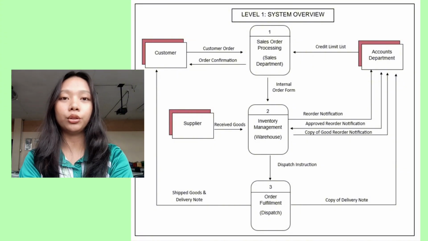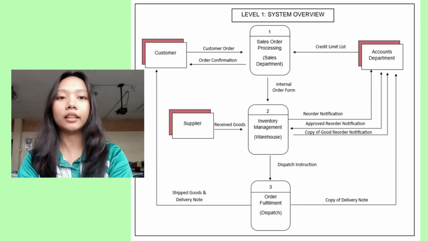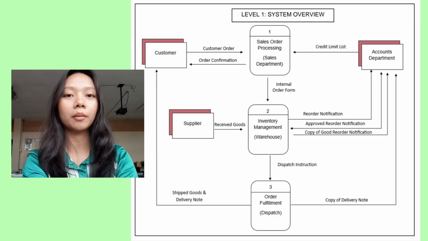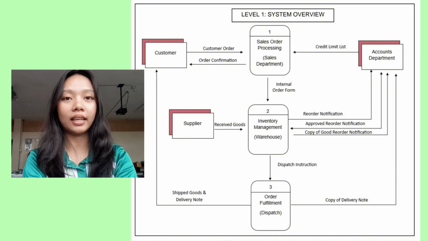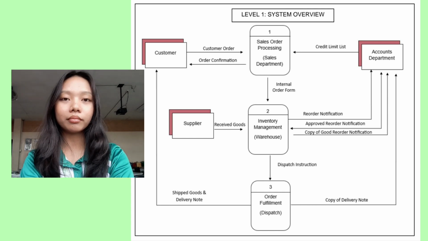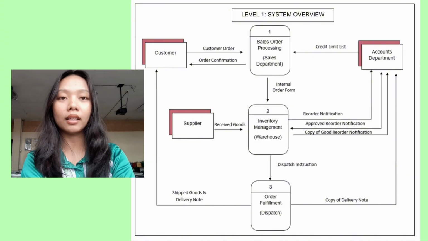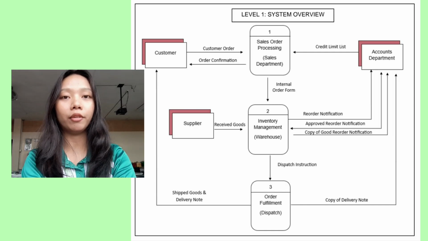Accounts also receives two important documents, the delivery note copy from dispatch and the goods received note, which is the GRN, from warehouse. These documents are used for accounts' separate invoicing and payment system, which is outside the boundary of the DFD but depends on these inputs. Accounts also receives reorder cards from warehouse whenever stock levels are low. These reorder cards help accounts identify which items must be purchased from suppliers.